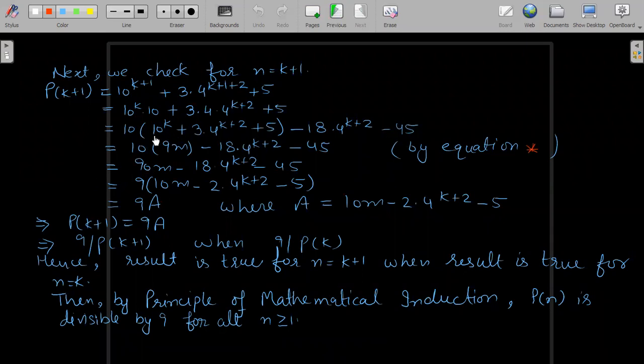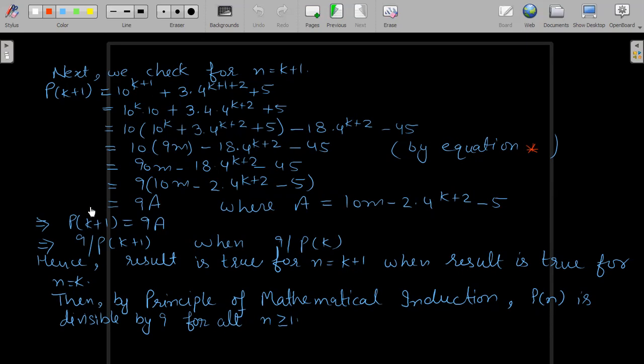This is our Pk, and the value of Pk is 9m from the star equation. Then this becomes 10·9m − 18·4^(k+2) − 45. This becomes 90m − 18·4^(k+2) − 45. Then take 9 common from all these terms. The remaining terms are 10m − 2·4^(k+2) − 5. Give this a new name A. Then P(k+1) = 9A.